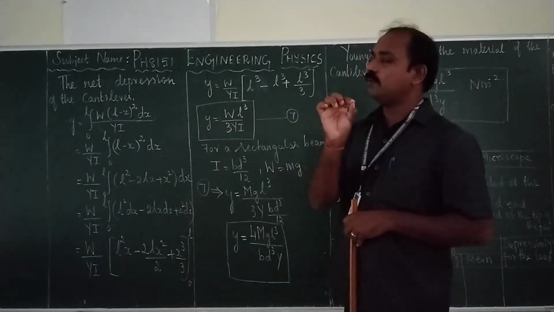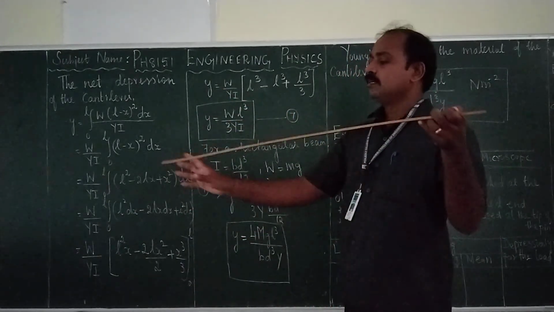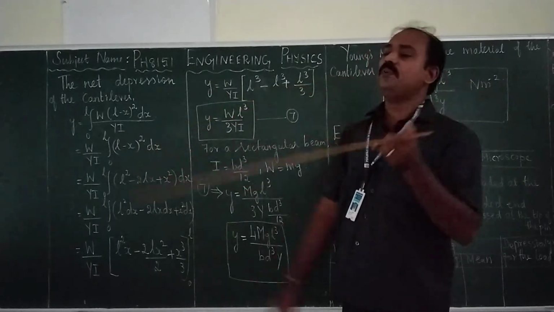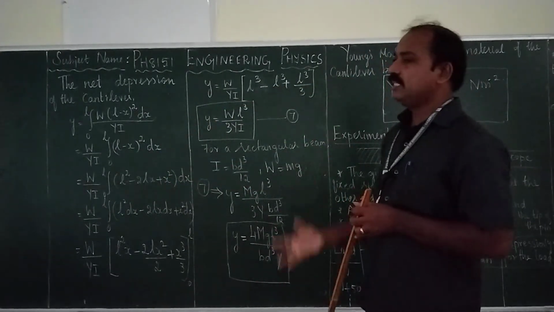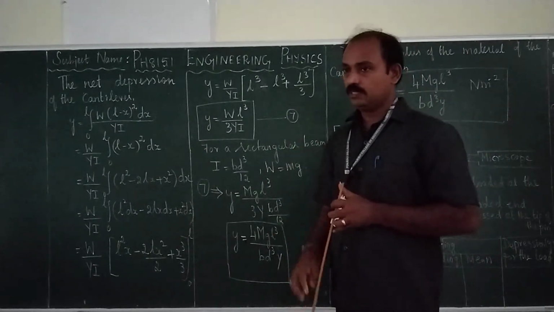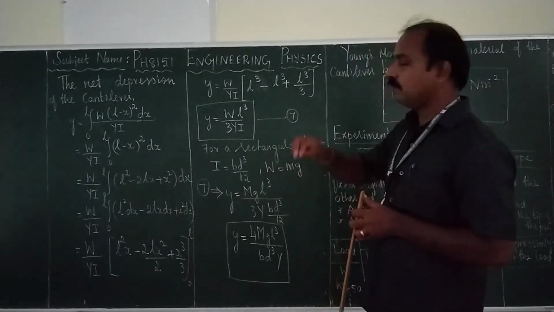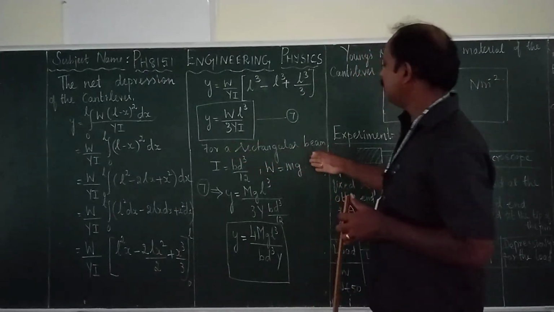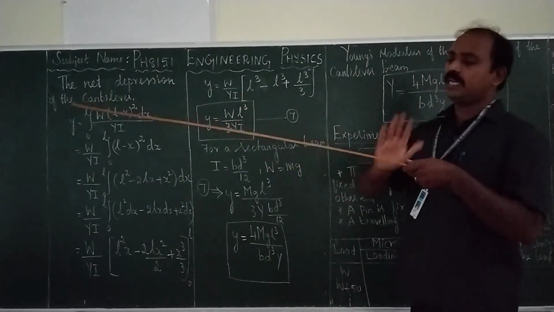Just remember, small y is the depression that is made because of the application of load. W is the load, and capital Y is Young's modulus of the material. Small y is depression, capital Y is Young's modulus. Then, in the case of a rectangular beam, this is a rectangular beam.